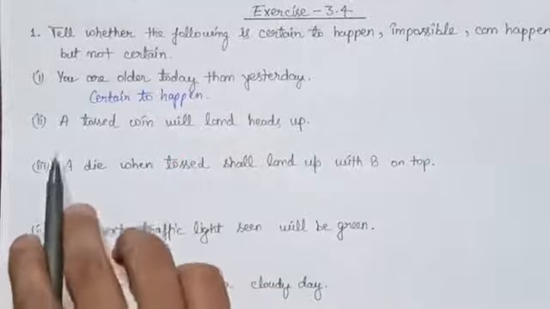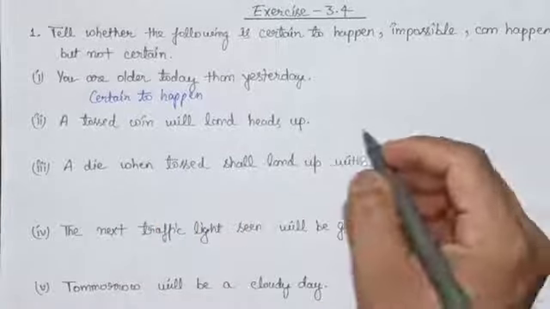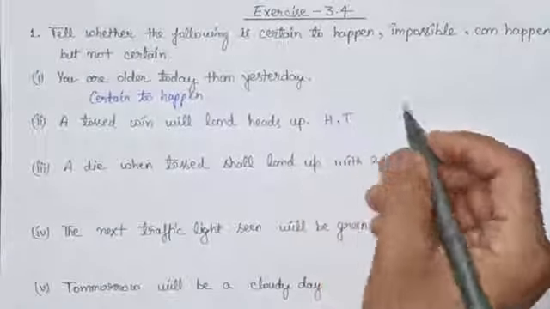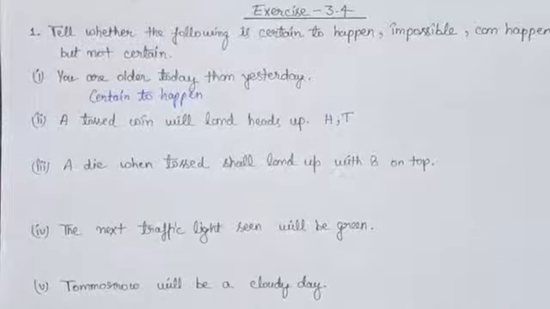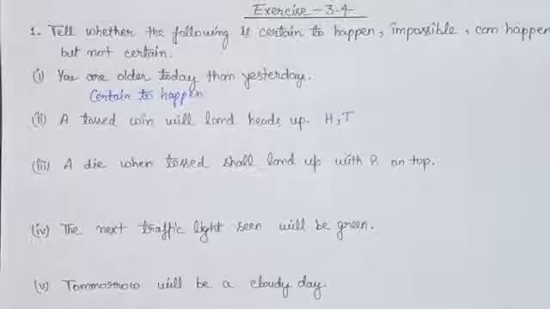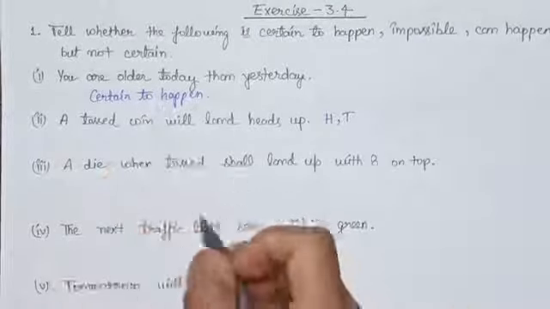Now let us see the second statement. A tossed coin will land heads up. Now students, a coin has two faces. On one face there is head, while on the other face there is tail. So you cannot be sure that when you toss a coin it will land with heads on the top surface. It is possible that it will come head, but it is also possible that it will come tail. So we can categorize it as can happen but not certain.